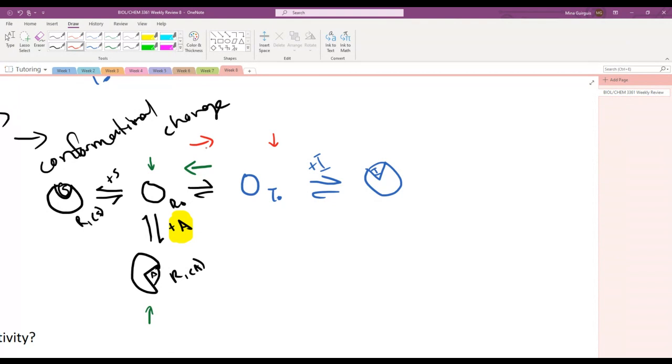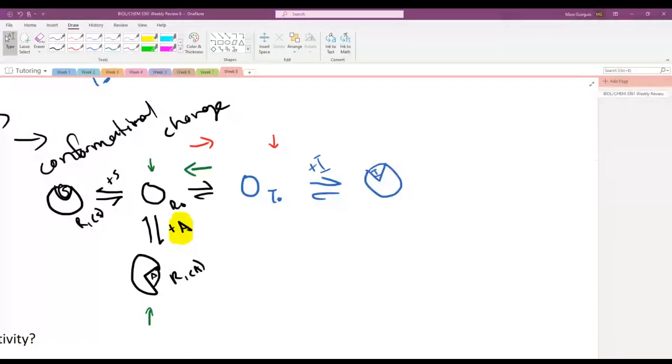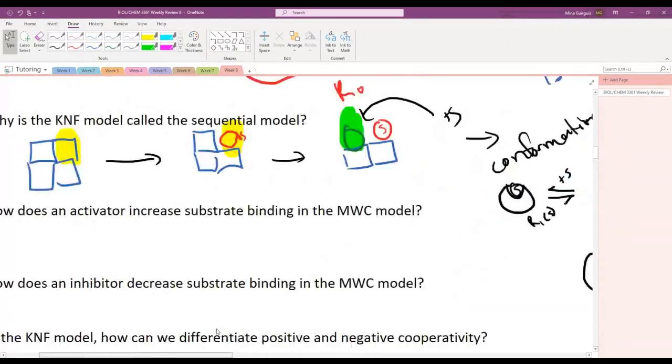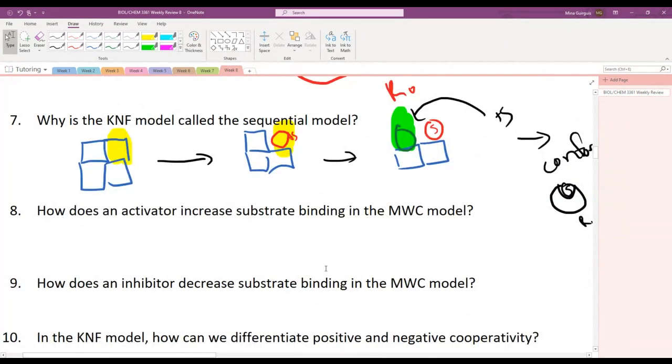So, since there's less relaxed form, there's less substrate binding. Okay? So, in my opinion, the MWC model is really weird to get a hang of, but once you've got it, it's a lot more intuitive. Okay? And I'm going to skip ahead just a moment so that we can actually see a picture of this that's better drawn.